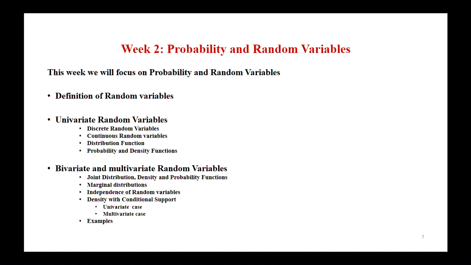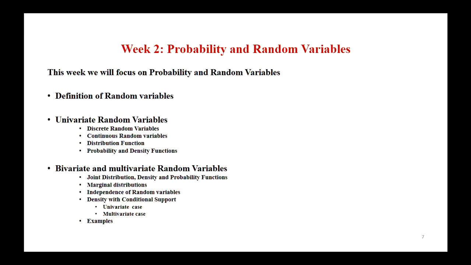So, lecture 2. We're going to talk about probability and random variables, the relation between the two. We'll start by defining random variables. We'll consider univariate random variables, in which case we'll talk about discrete random variables, continuous random variables, we'll talk about distribution functions, and we'll talk about probability density functions.